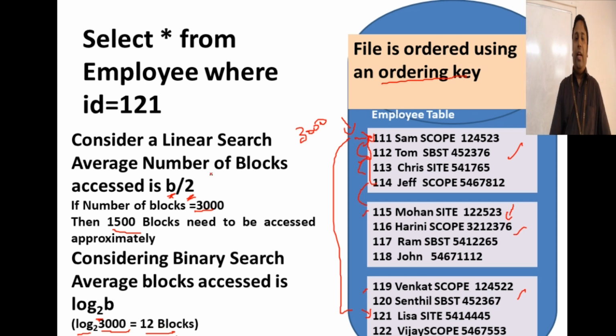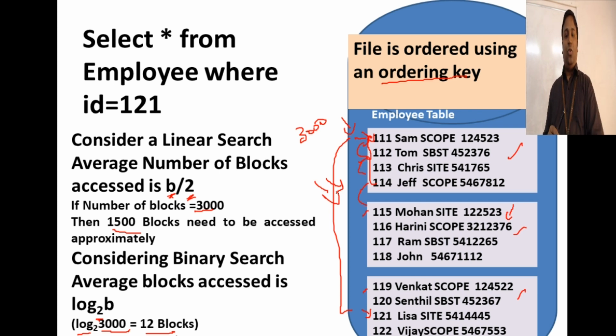So what it means, when I use a linear search on this data file, I have to access 1500 blocks. You know what do you mean by accessing 1500 blocks? There is a disk seek time and a latency time and a block transfer time associated with every block transfer. So 1500 blocks will be really taking a lot of time. But when you go in for a binary search on the same file that is organized using an ordering key, the number of blocks is reduced to 12. So this is where we find an advantage, but then even this is a problem.